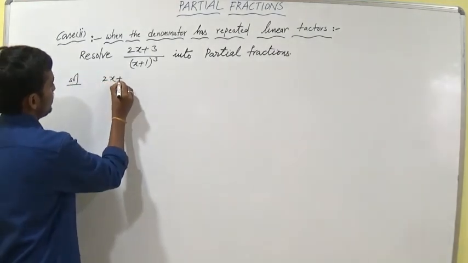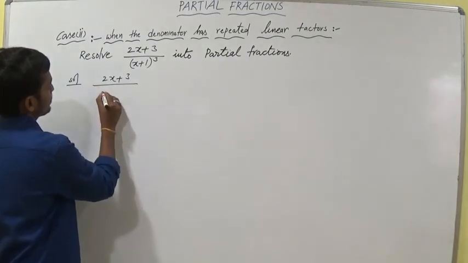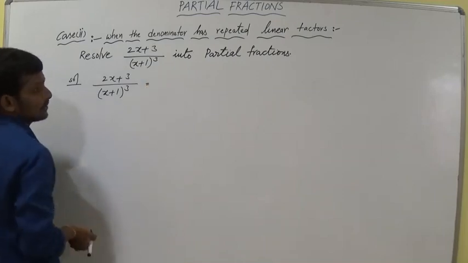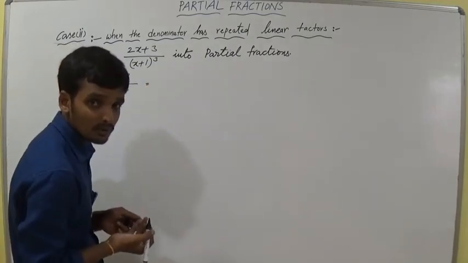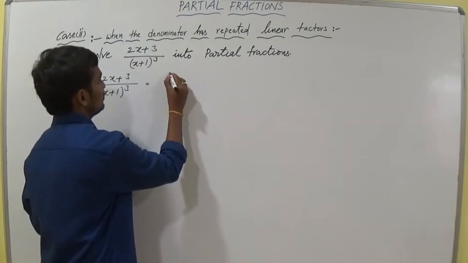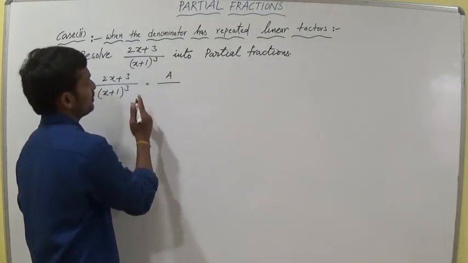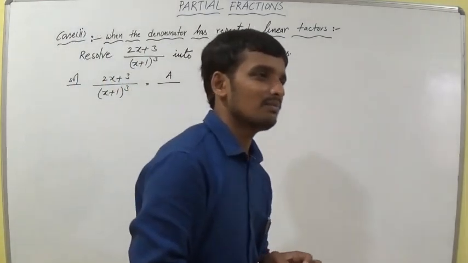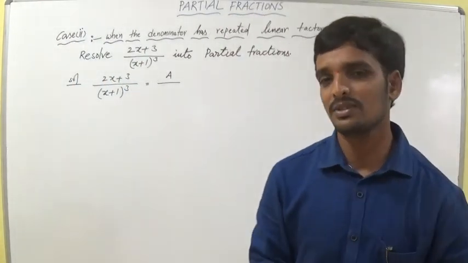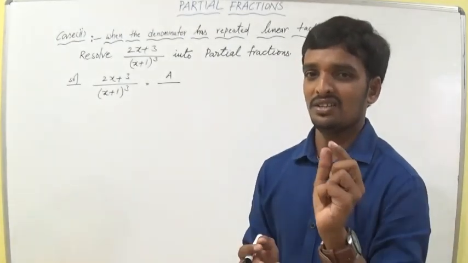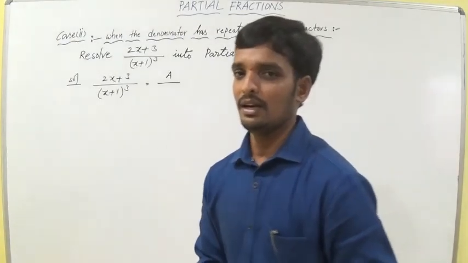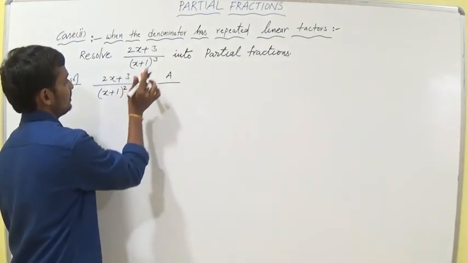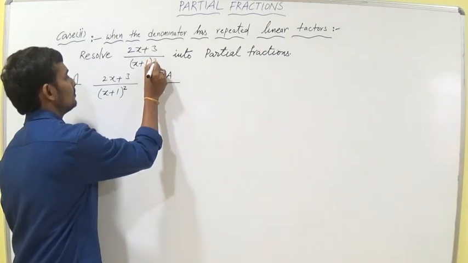2x plus 3 by x plus 1 whole cube is equal to, you have to write, that means I am telling a by. So before going to, can we solve cube? I think it is somehow tough. For example, I am explaining first square. First I am writing square. Then we are coming to the cube.